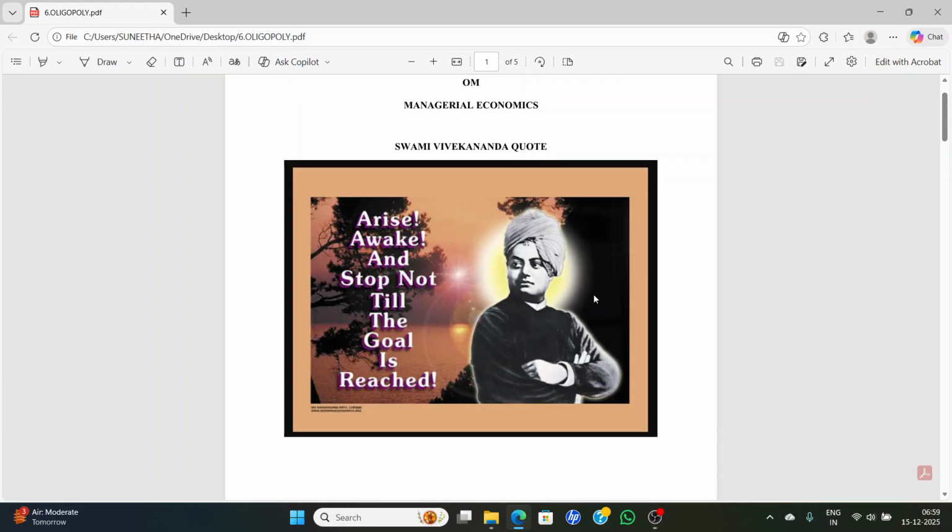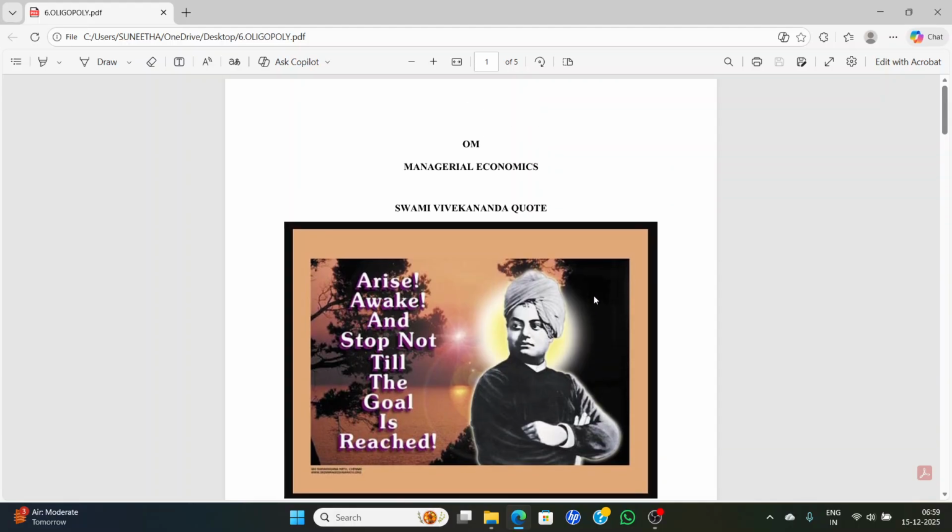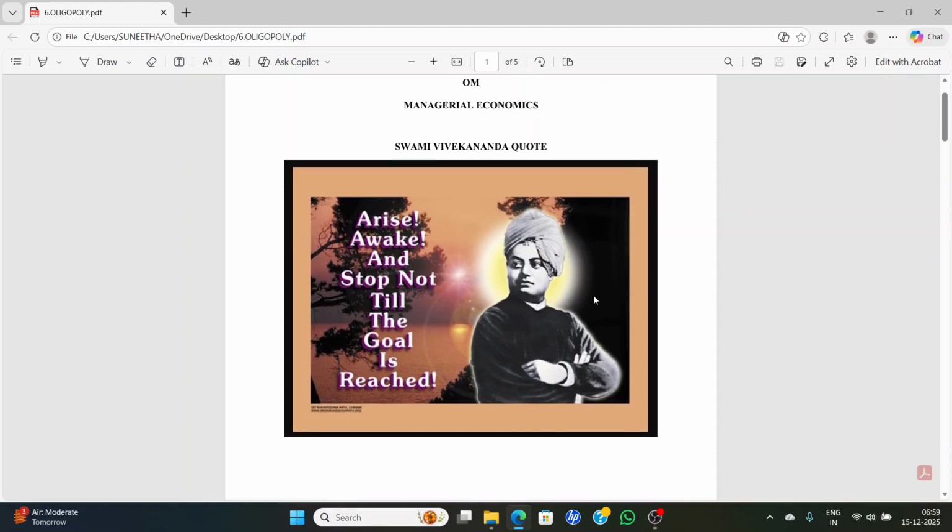So now let us move on to the last lecture series in economics. This is the Swami Vivekananda quotation we have for the day. Arise, awake and stop not till the goal is reached. It is important for all of us to have high goals in life. And we should always discriminate between what is right and what is wrong, what is good and what is bad.